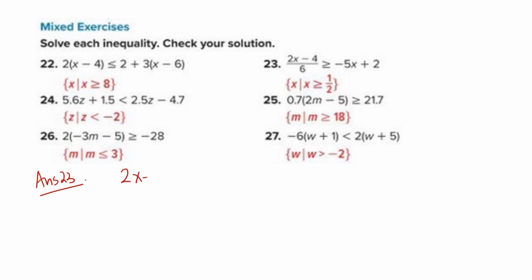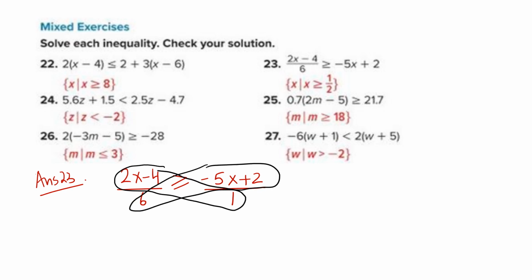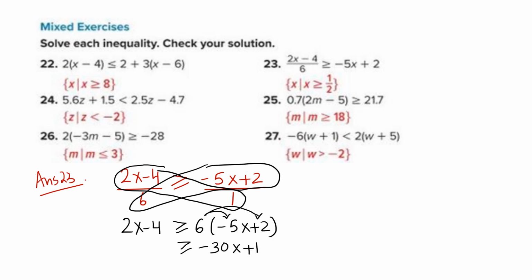So (2x minus 4) divided by 6 is greater than or equal to minus 5x plus 2. Now there is nothing under the right side, so it means 1. So we can apply the cross product formula here. So it gives you 2x minus 4 is greater than or equal to 6 times (minus 5x plus 2). Now because it is multiplication with brackets, we can apply the distributive property. So this is minus 30x plus 12. Now you can take the like terms together. So the like term for 2x is minus 30x. For minus 4 it is this.